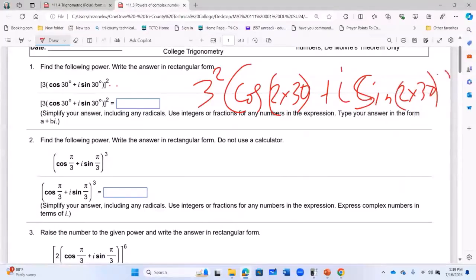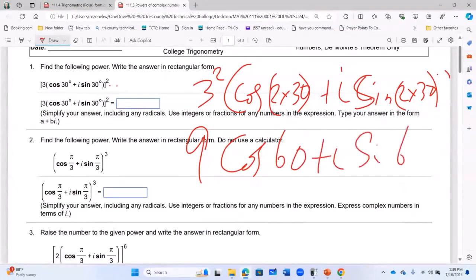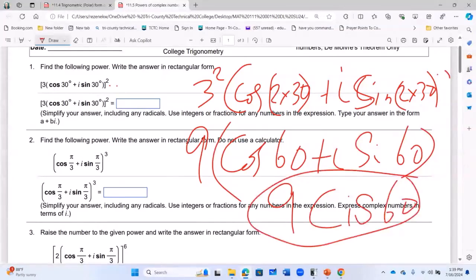Okay, and 3 squared is 9. 2 times 30 is 60. Cosine of 60 plus I sine 60. And then if you want to write it in compact form, you write 9 cis 60. Okay. Well, let's do number 2.